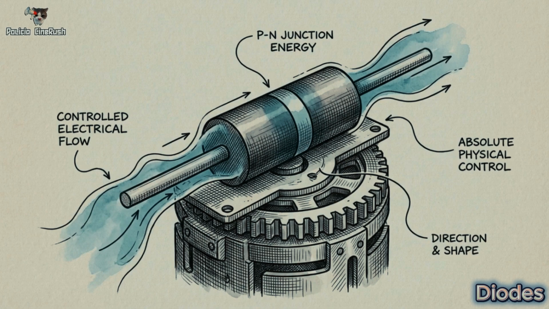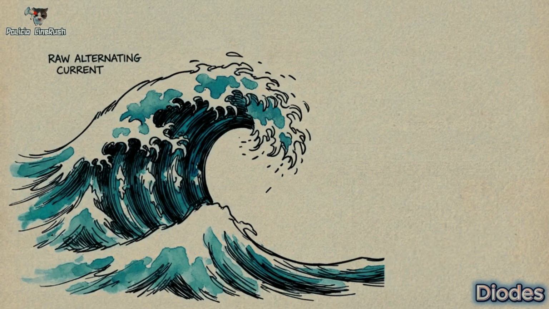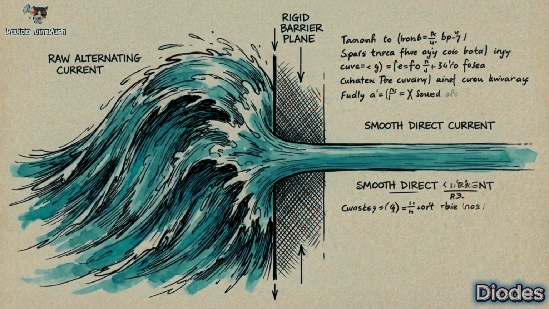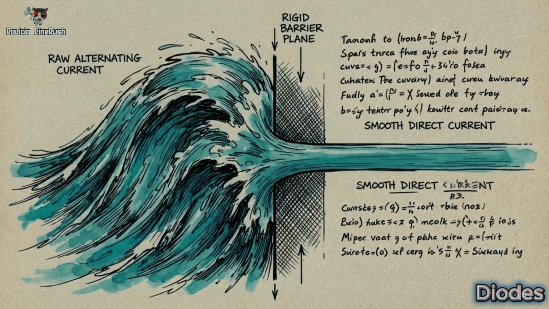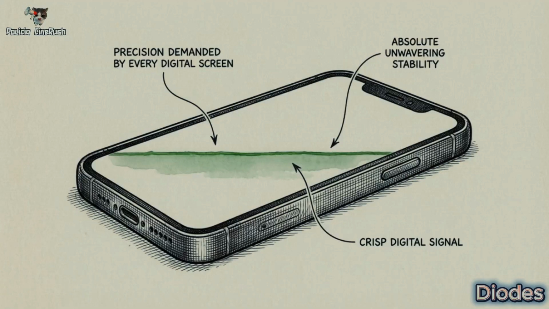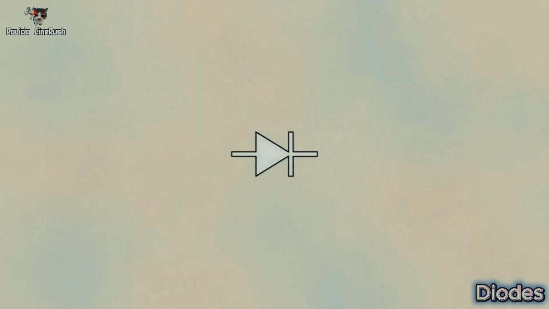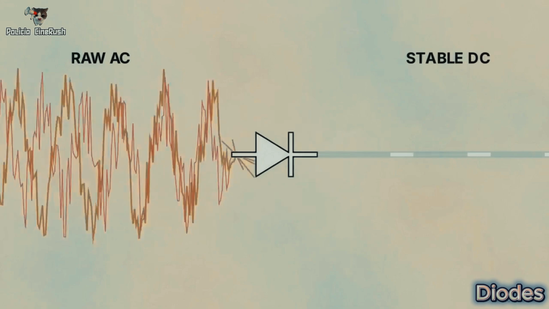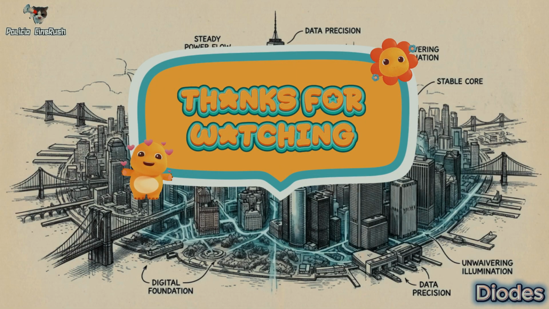By slamming chaotic alternating current into a rigid unidirectional barrier, we force the raw forces of nature to obey mathematical rules. Every microprocessor, every server farm, and every screen you look at demands absolute stability to function. Without the diode's silent, continuous ability to sculpt and refine that raw electrical power, the precision-driven digital world we rely on simply could not exist.